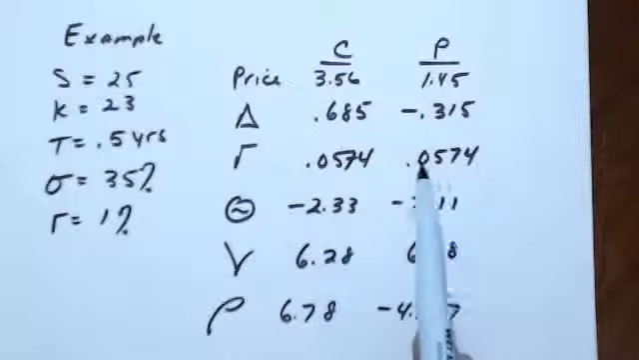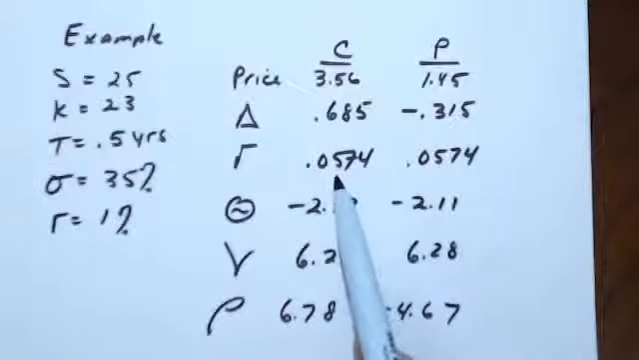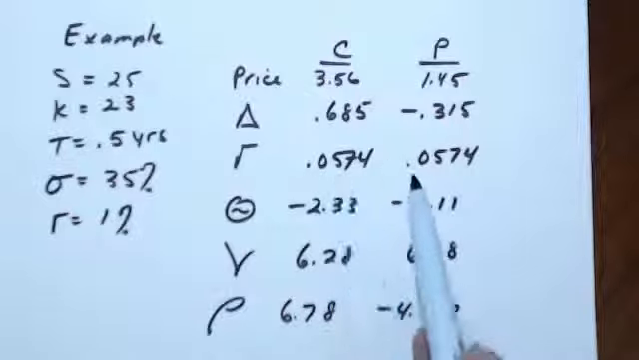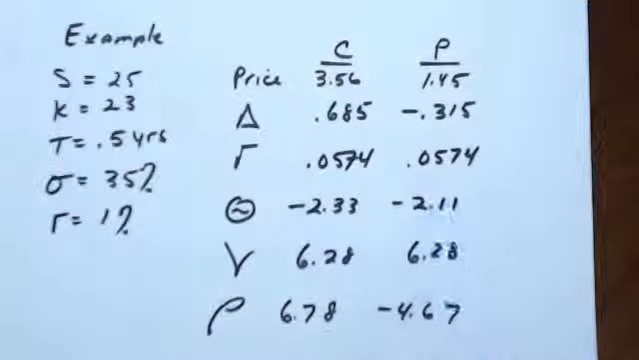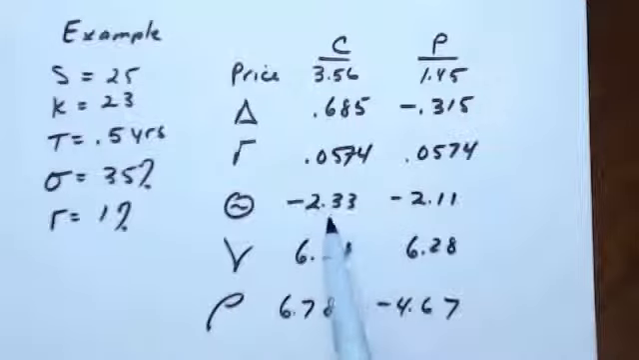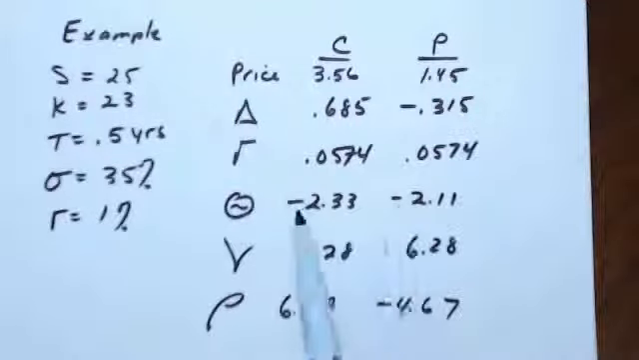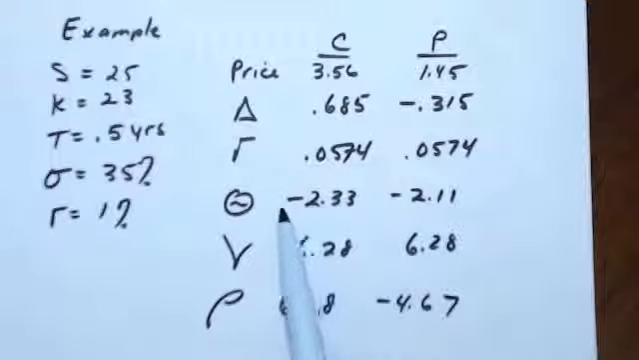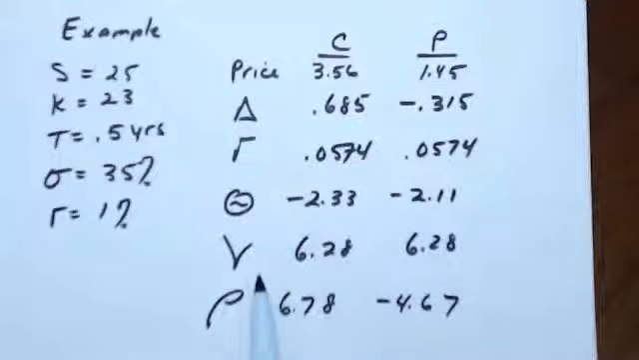Gamma, which measures curvature, is 0.0574, and it's positive. Curvature is always positive. It's equal for the put and the call. Theta, which measures time decay, see the negative there, reflects what happens when you increase time. In a sense, time to maturity declines. Your option decays in value, and that's captured by theta.